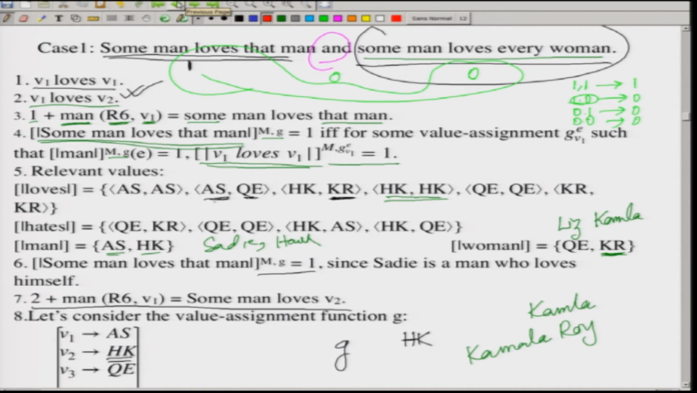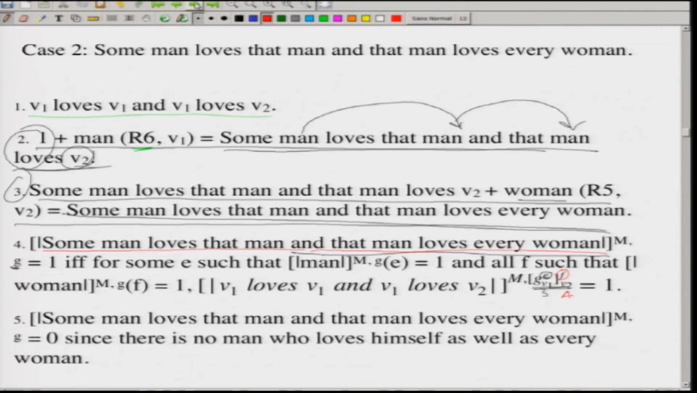For example, we can see that Sadie loves himself, Sadie is a man, Sadie loves Les. If we just added one pair, that is AS and KR, that sentence would be true. Here is a man who loves himself and who loves every woman. So there are two women, and that man would love both women, but unfortunately this is not there. That is why the truth value computation gives us finally 0.